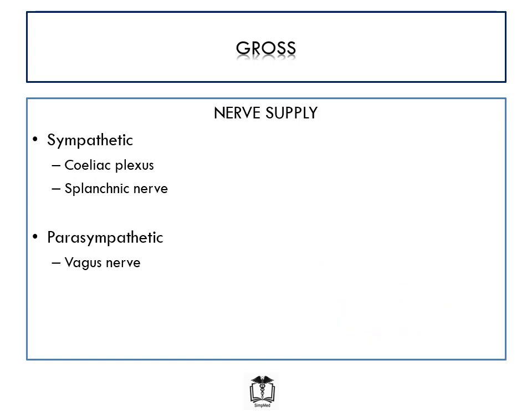But nerve supply to the stomach comes from the autonomic nervous system because the stomach is a visceral structure. Because it's supplied by the autonomic nervous system, it will have sympathetic and parasympathetic supply. Sympathetic supply to the stomach comes from the celiac plexus and some fibers from the splanchnic nerves, whereas the parasympathetic supply to the stomach comes largely from the vagus nerve.